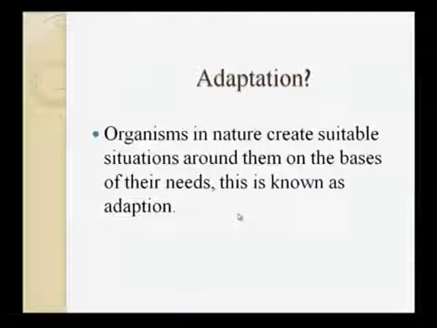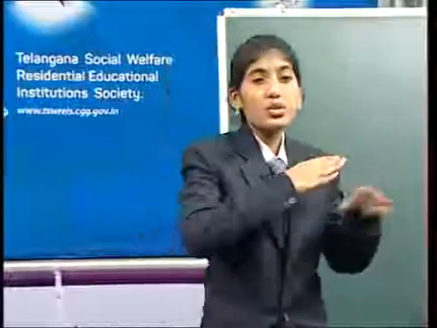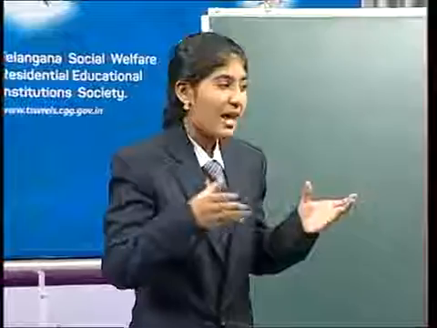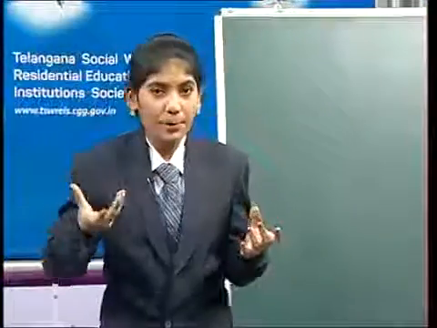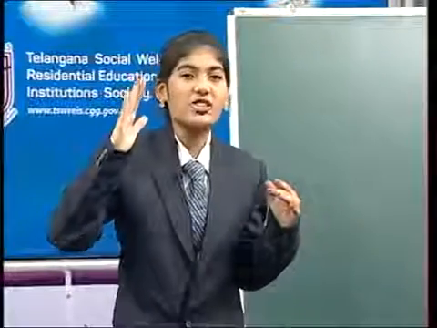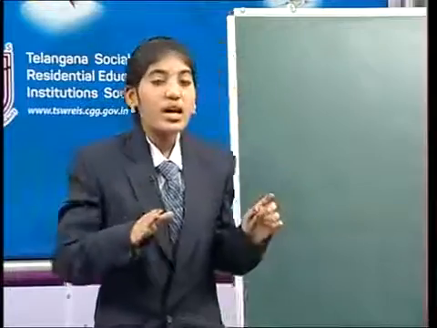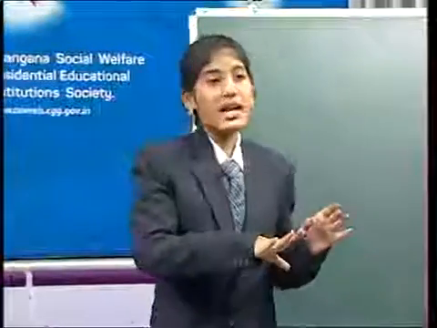Okay, let me explain that. First, we take an example, that is aloe vera, right? The aloe vera created suitable conditions around it to survive in the desert areas. Coming to the camel, it also created suitable conditions around it, like it stores food in its stomach and stores fat in its hump region, and it has long eyelashes. Like that, it created suitable conditions around itself. That means it is adapting to those conditions. That is nothing but adaptation.